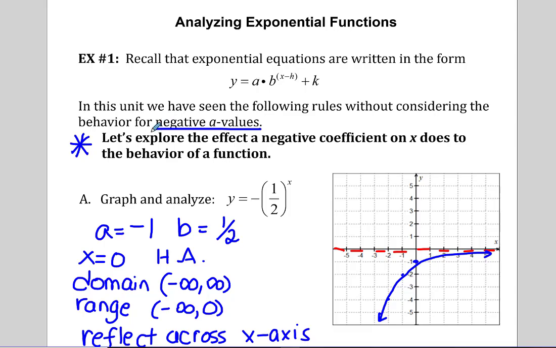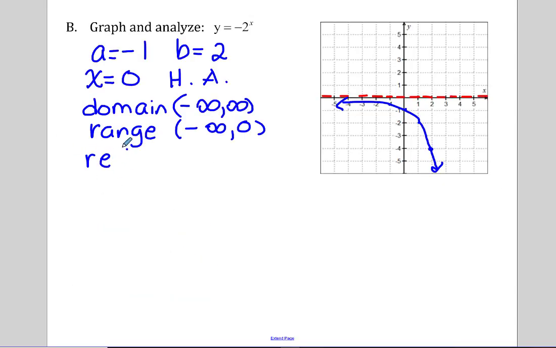Let's see, what all did I write on the other one? We reflected across the x-axis. The graph is concave down.